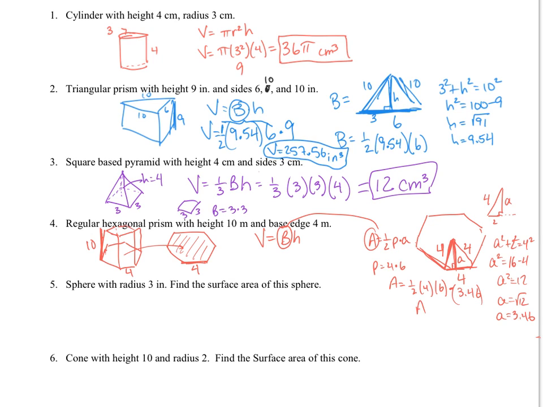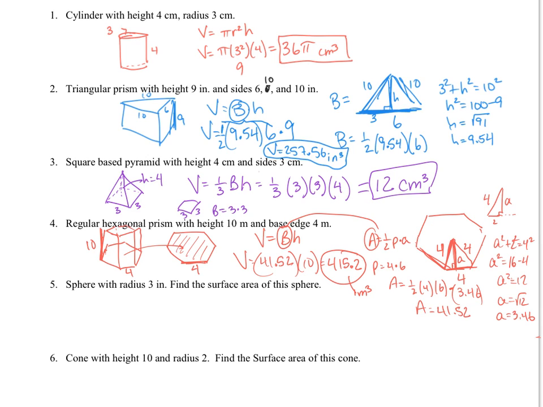Let's go ahead and get this whole answer right here. So 1/2 times this 3.46 value times the 4 times the 6. Multiply all that out, you get 41.52. So the volume is 41.52 times the height that I have, which is 10. So that's going to give me 415.2 as my answer, and that's cubic meters.